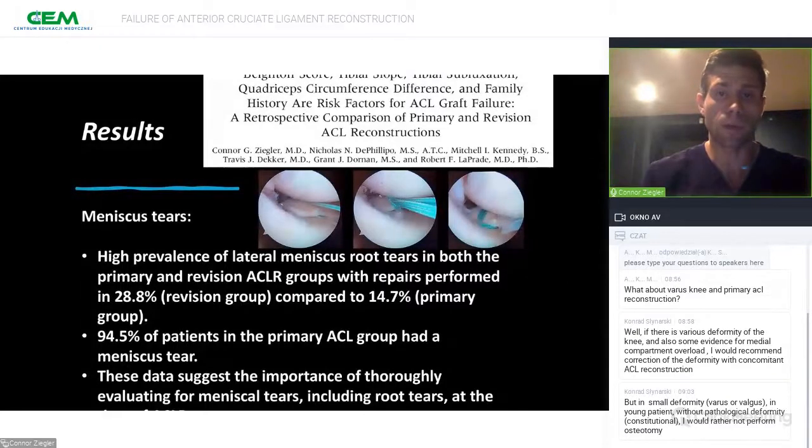Another point I wanted to address was meniscus tears, and there was a high prevalence of lateral meniscal root tears in both the primary and revision ACL reconstruction groups. And repairs were performed in almost 29% in the revision group compared to almost 15% in the primary group. 94% of patients in the primary group had meniscus tear at the time of surgery. And these data suggest the importance of thoroughly evaluating for meniscus tears, including root tears, at the time of ACL reconstruction.